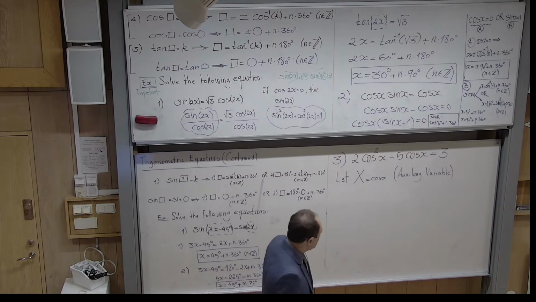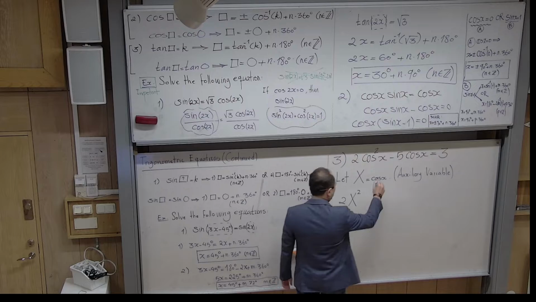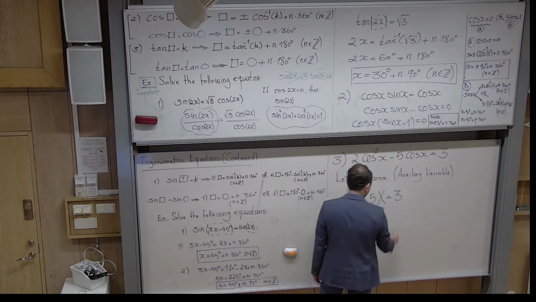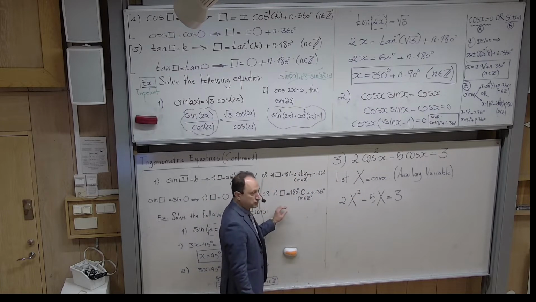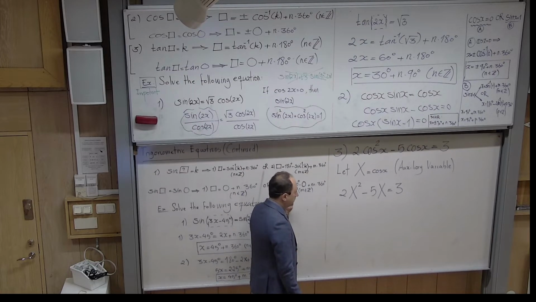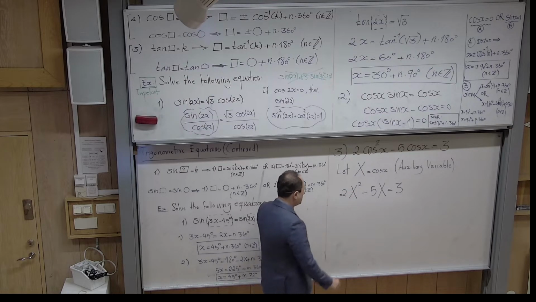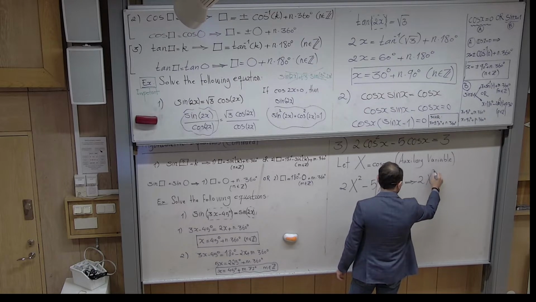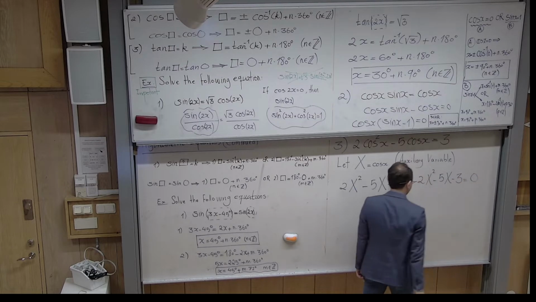Okay, and then what happens? Then it becomes 2. This is this 1 to power 2, so it becomes this. And then it becomes minus 5x. And on the right hand side I will have 3. But then everyone knows that this is just a quadratic equation, and preferably I use ABC formula, because otherwise I have to divide by 2 and work with fractions. So what I do, I move this to the other side. So this means that 2x squared minus 5x minus 3 is equal to 0.